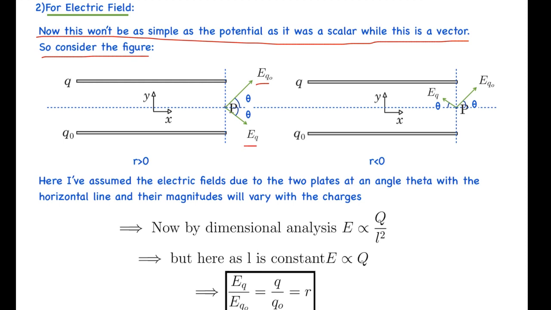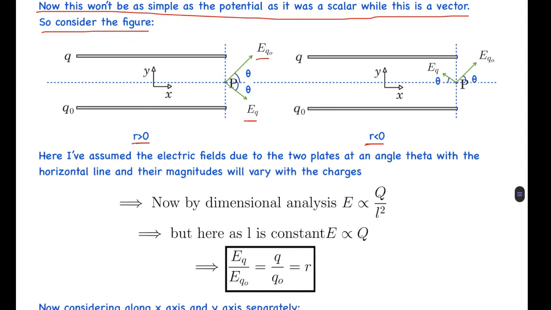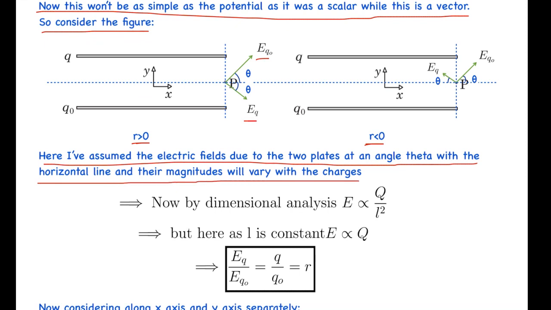And Eq will change direction based upon r. When r is greater than 0, it will point away from the plate q, while when r is less than 0, it will point towards plate q. So these two are the cases. I've just shown them, but we will only need this case because r can be positive or negative in the equation, so it won't matter really. So now here I have assumed that the electric fields due to the two plates are at an angle theta with the horizontal line, and the magnitudes will vary with the charges, just as I said.